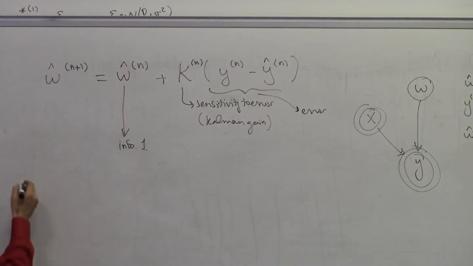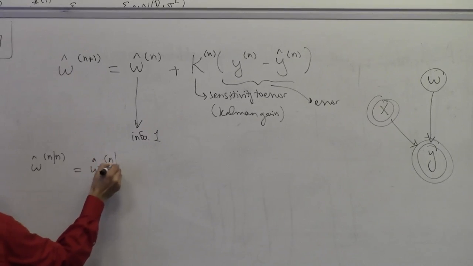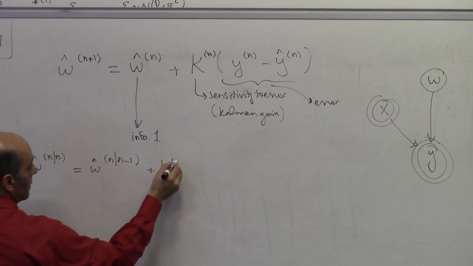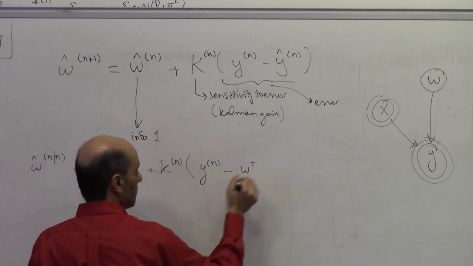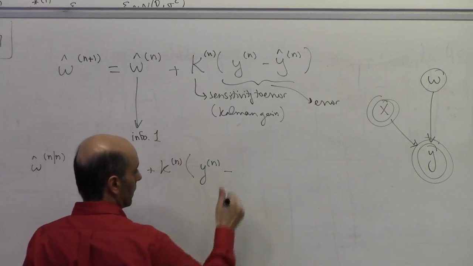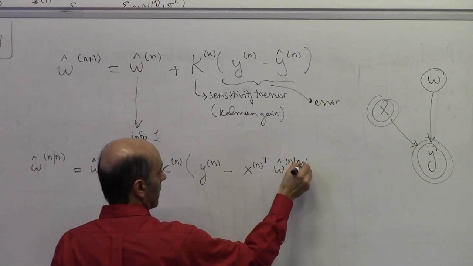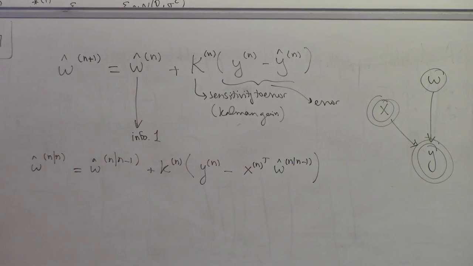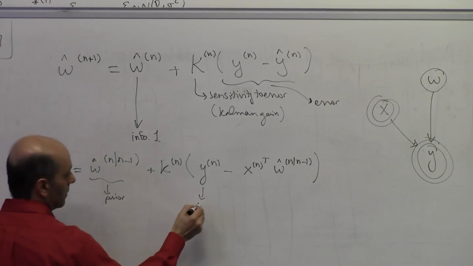So let's write this equation. w hat of n given n is equal to w hat of n given n minus 1 plus k of n times y of n minus y hat, which I'm going to write as x of n transpose w hat of n given n minus 1. So our typical learning problem, just a little bit more confusion here for you, is that we're going to keep track of all the things that we've seen in the past. We're going to call this the posterior, this the prior, this the observation.